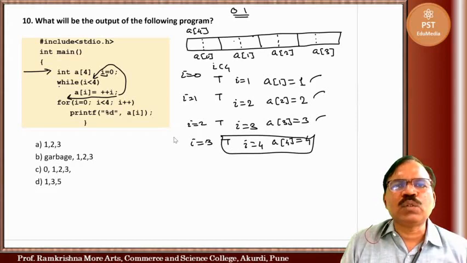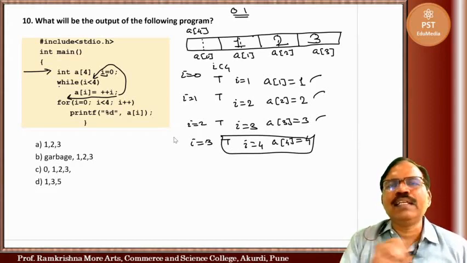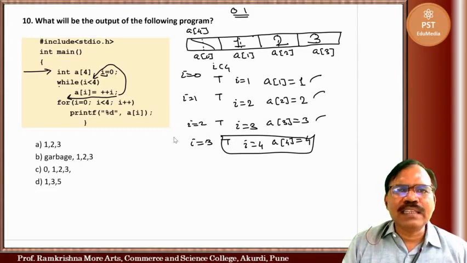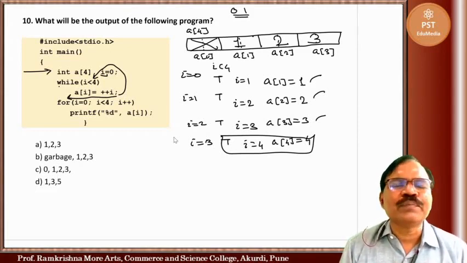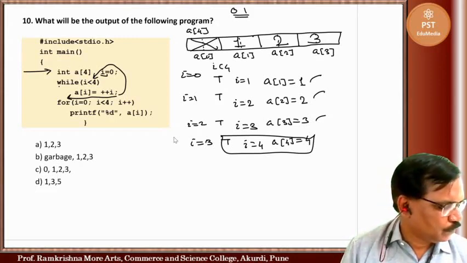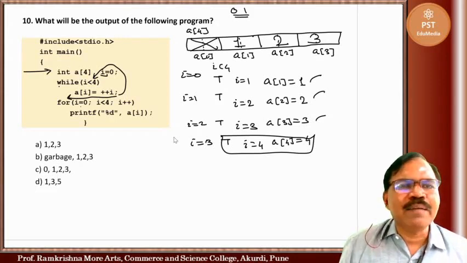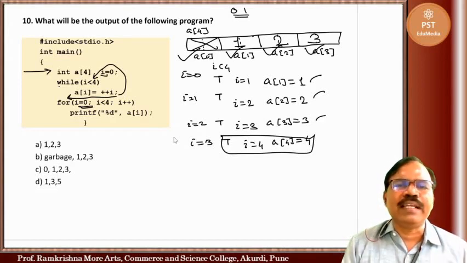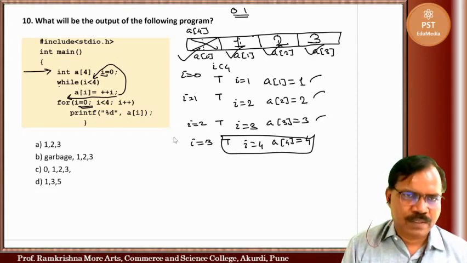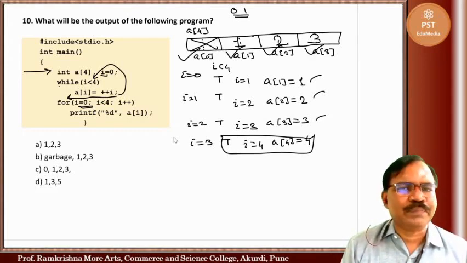So 1 is stored here, 2 is stored here, 3 is stored here, but nothing is stored here in this program. So what is output? We are printing from 0. So we are printing A[0], we are printing A[1], we are printing A[2], we are printing A[3]. So nothing is stored.